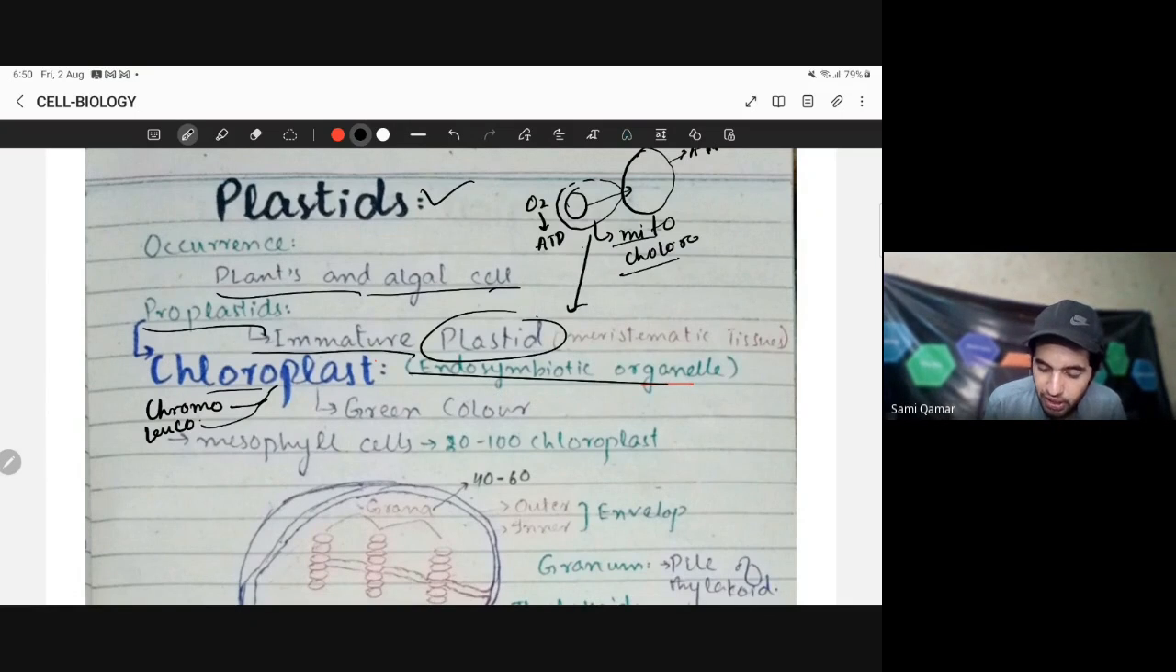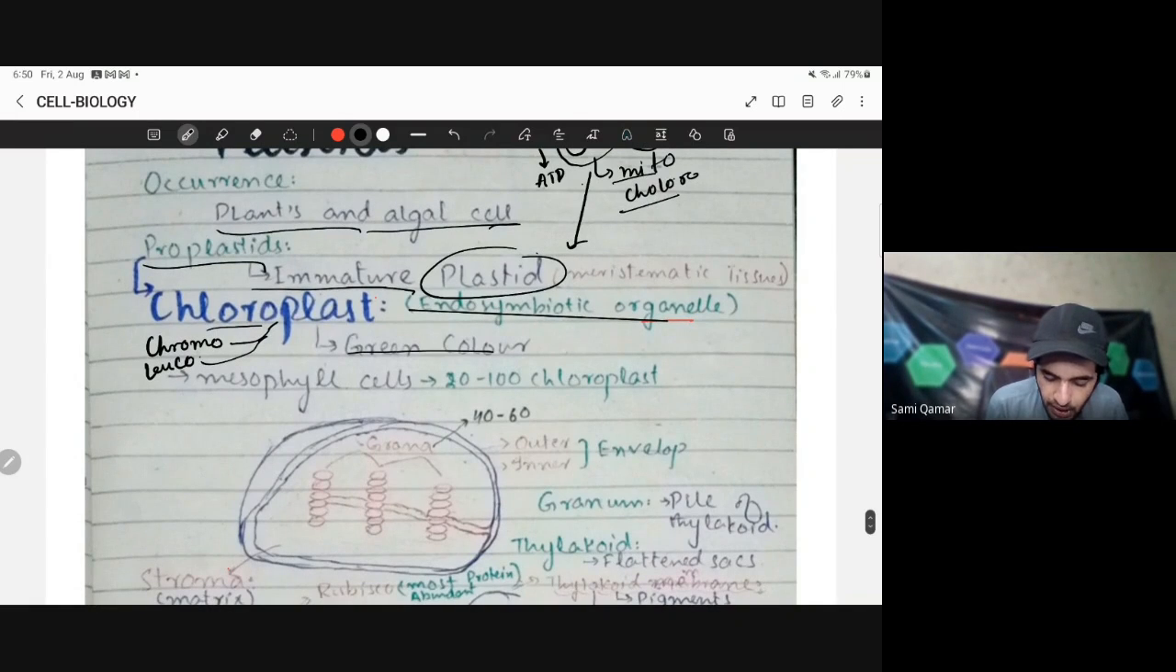It is organized from here this way. It is green in color. It is present in mesophyll cells. A mesophyll cell has 20 to 100 chloroplasts. Mesophyll cells are just leaf cells, on leaves.